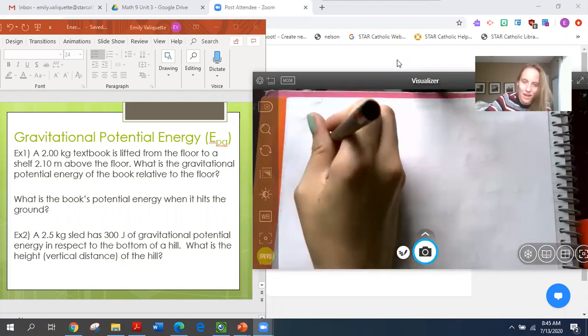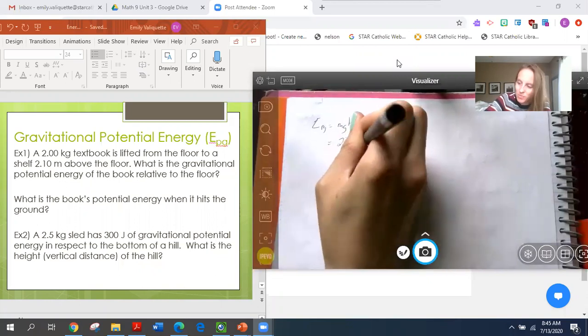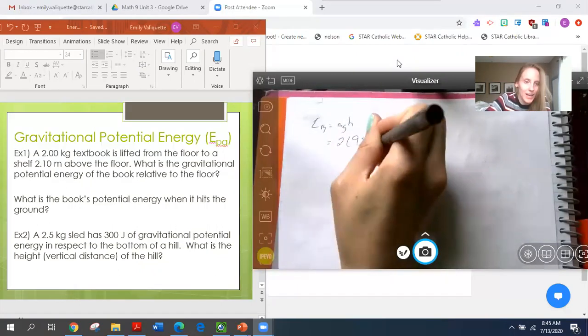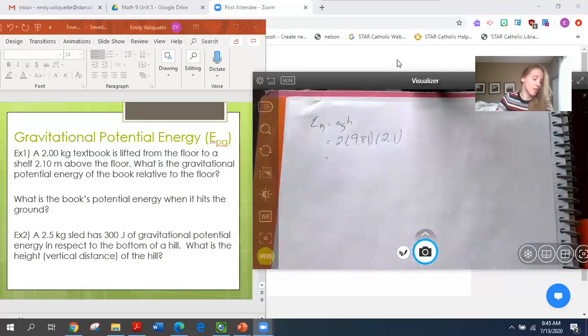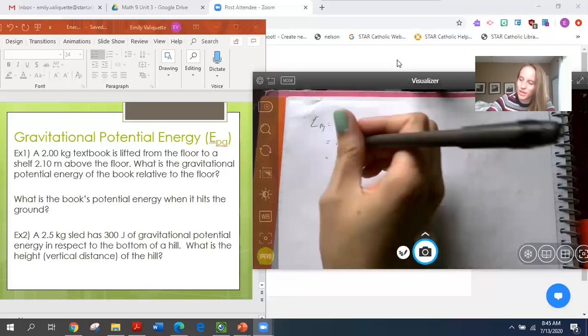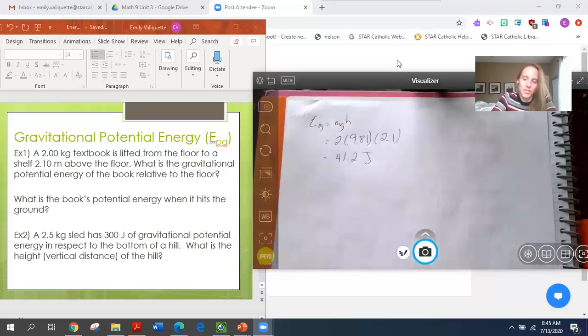We will plug in our mass of 2 kilograms. Our G value is 9.81. And the height is 2.1 meters, and we'll just multiply those all together. So 2 times 9.81 times 2.1 equals 41.2, and energy is always measured in joules.